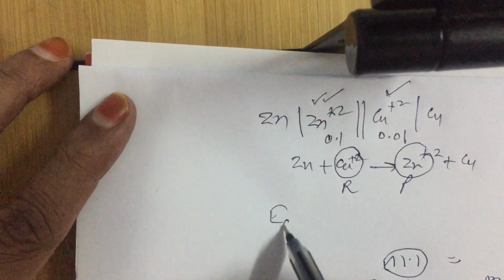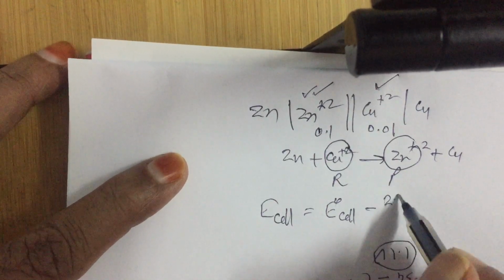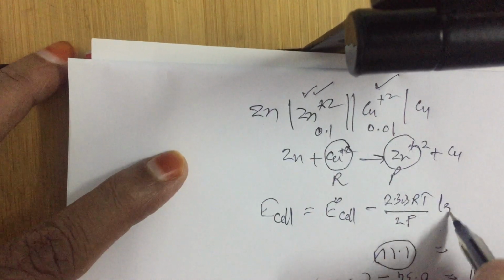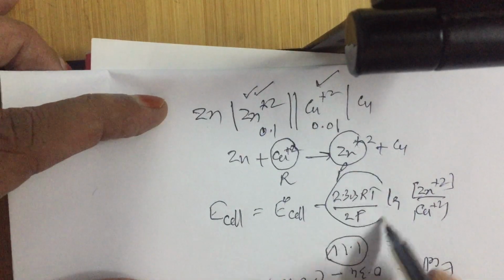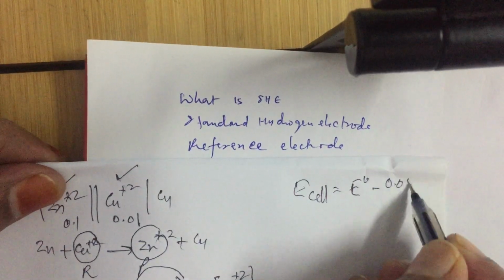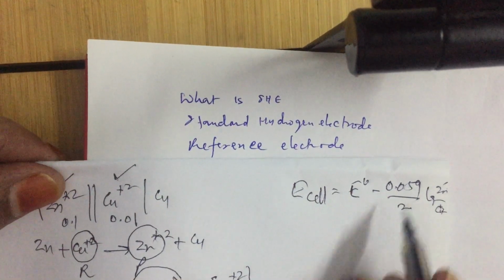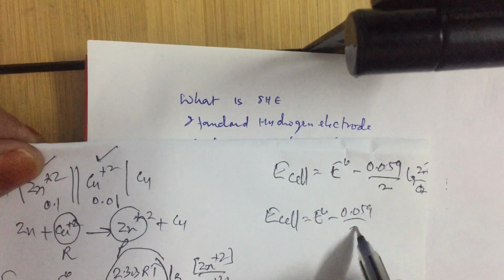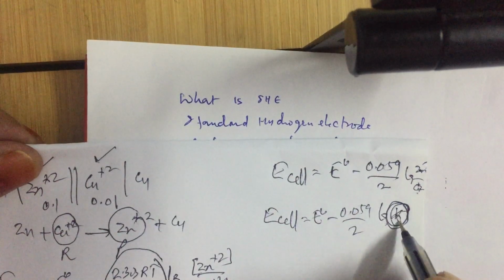Now in this case, E cell is equal to, according to the Nernst equation, standard cell potential minus 2.303 RT by 2F, here n is equal to 2 because 2 electrons are involved, into log of product ion concentration by reactant ion concentration. If I simplify this, it works out to be E cell is equal to E0 minus 0.059 by n, that is 2, into log of Zn2+ by Cu2+. In other words, E cell is equal to standard cell potential minus 0.059 by 2 into log K, because the product ion concentration by reactant ion concentration is called the equilibrium constant.